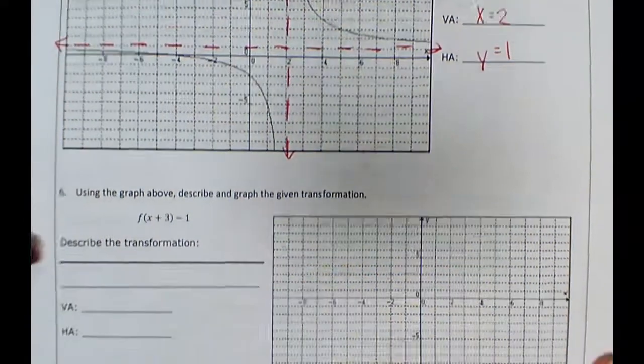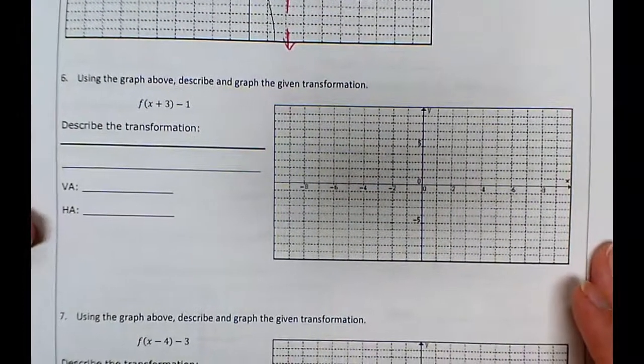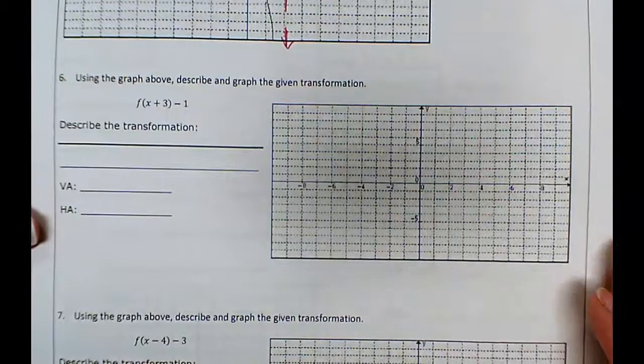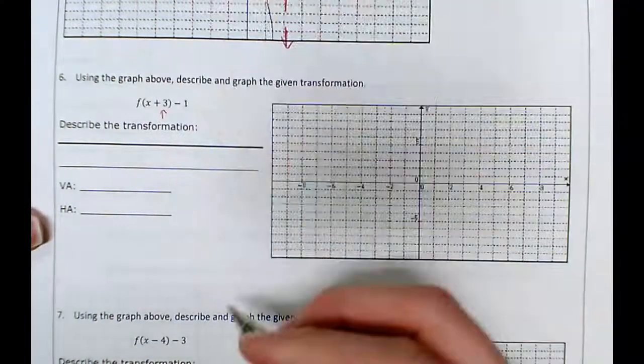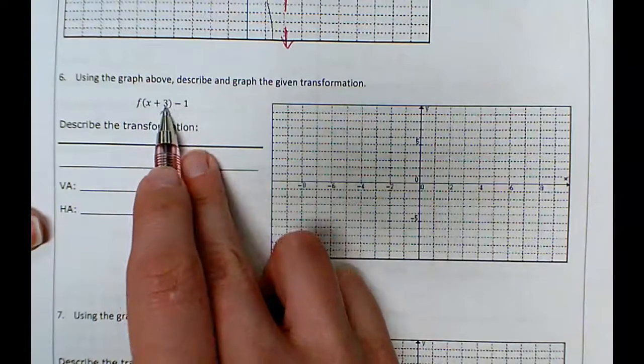So let's describe the transformation first, and then we'll talk about the asymptotes. So the transformation that happens here is we're shifting 3 units to the left.